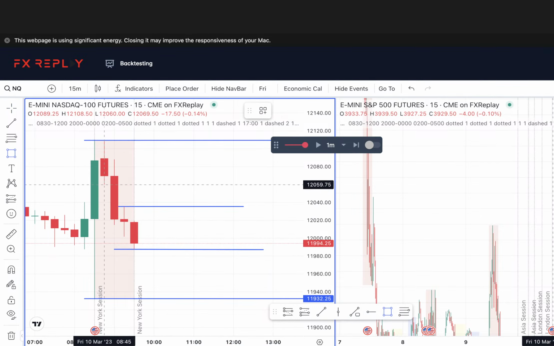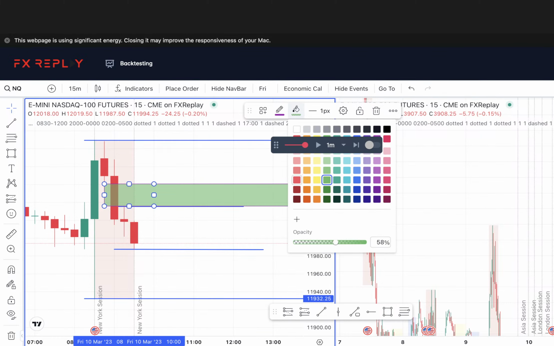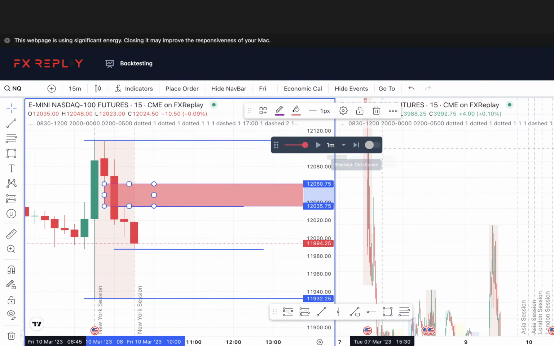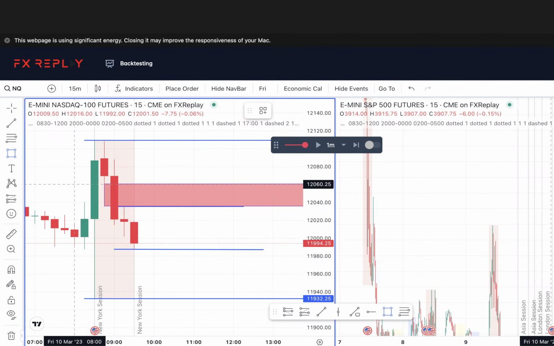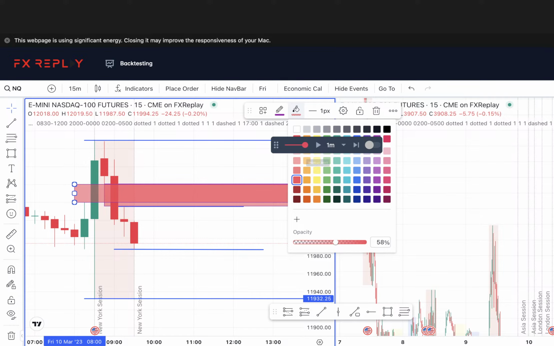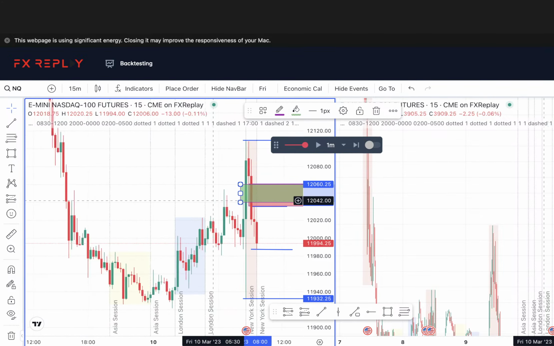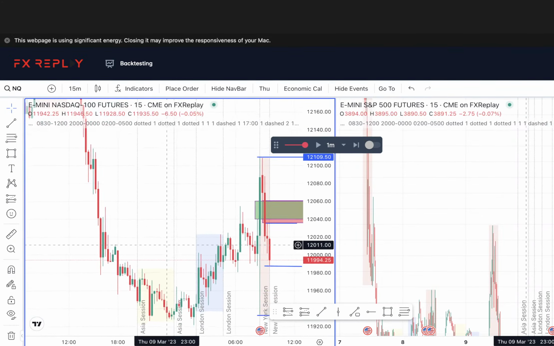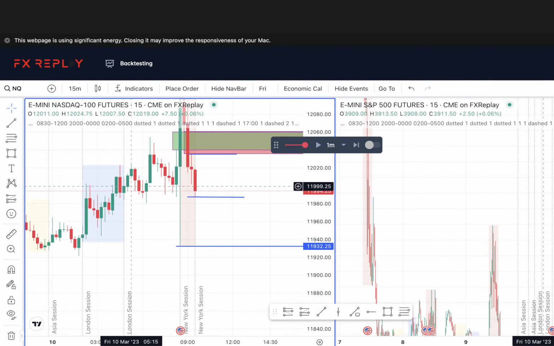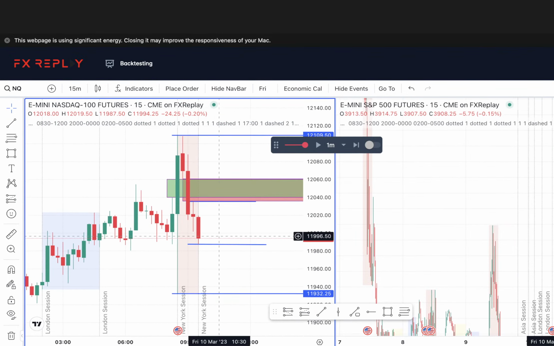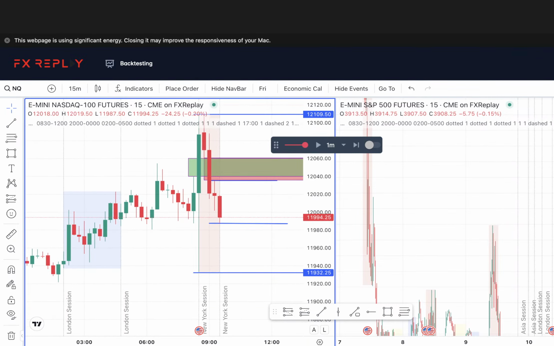We already do have an inverted fair value gap. This green one is inverted and lines up with the bearish one. So that's looking very good for going down. So let's see if the 9:30 a.m. comes up here and then goes back down. It could just go straight down.